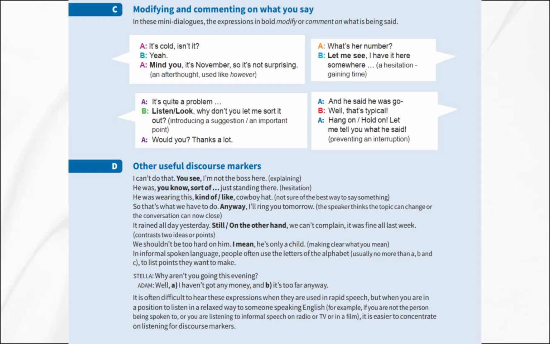If you need to clarify what you mean, you can say, "We shouldn't be too hard on him. I mean, he's only a child." This helps the listener understand your point more clearly. In informal spoken English, people also use letters like A, B, and C to list their points in a clear and organized way. For example, Stella: "Why aren't you going this evening?" Adam: "Well, A, I haven't got any money, and B, it's too far anyway." This method makes the list easy to follow and sounds very natural in casual conversation.